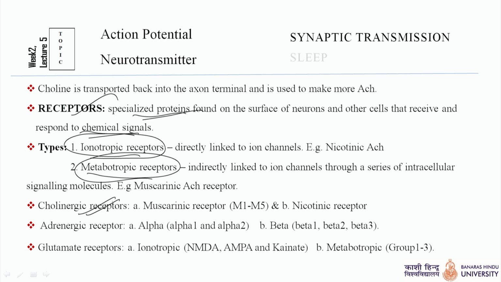That is why it is called cholinergic receptors. Then adrenergic receptors: these are the receptors which get activated by adrenaline and noradrenaline. And glutamate receptors, where these receptors bind with glutamate, and then they get activated. Of course, there are different subtypes in these cholinergic, adrenergic and glutamate receptors.